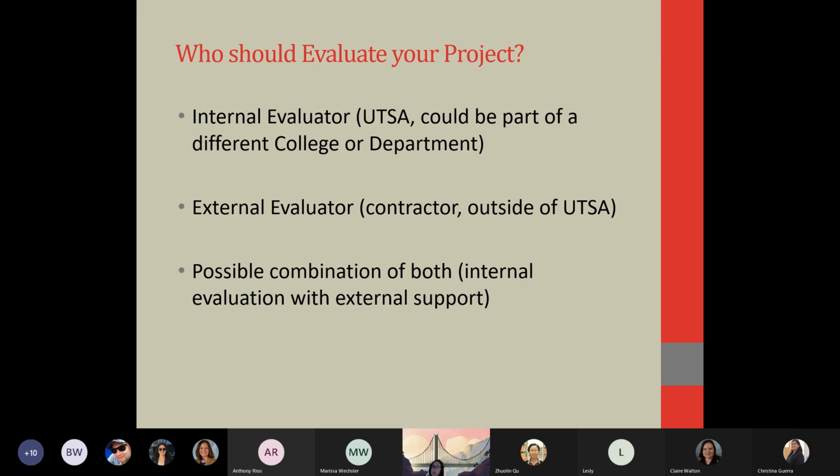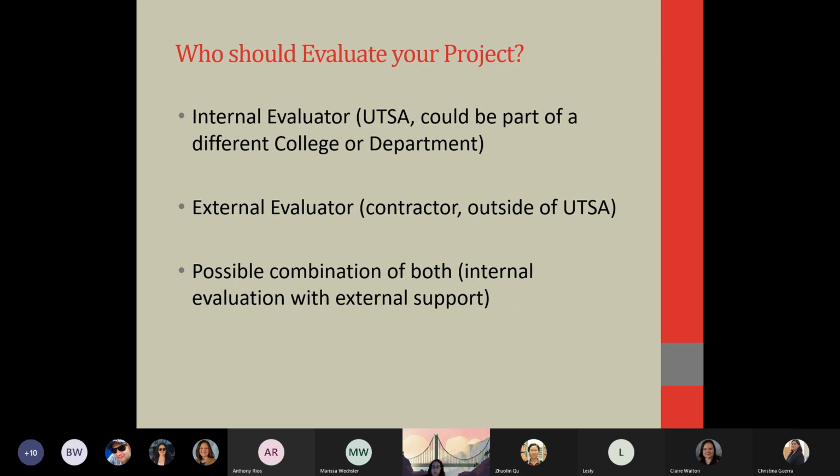So who should evaluate your project? Well, this decision depends on so many different factors. So you can choose an internal evaluator. It could be somebody in your department. It could be you if it's a small grant, or it could be part of a different college or department within UTSA.